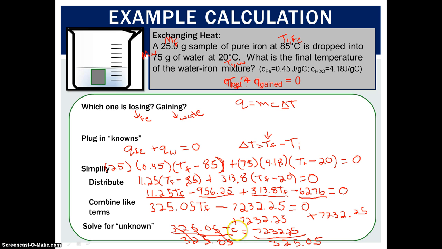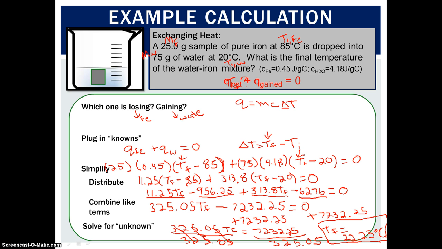So then TF, I'm running out of space here, but TF equals 7,232.25 divided by 325.05. And I end up with TF equals 22.25 degrees Celsius. This is the hardest of all heat exchange problems that you might have. Okay, so this one I'm solving for TF, which notice appears in this one and in this one.